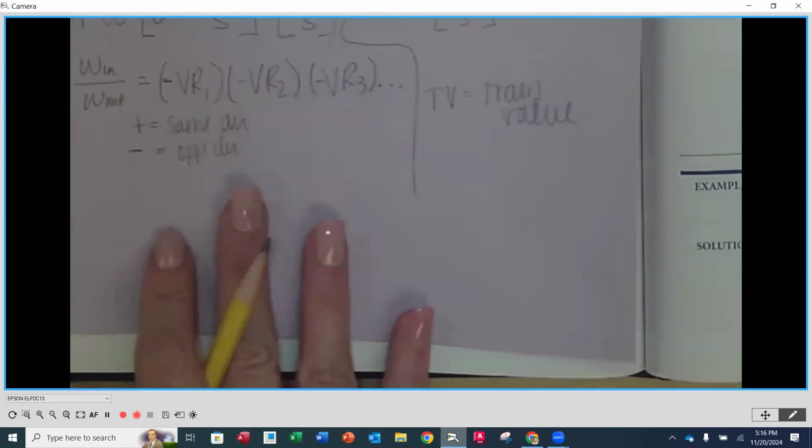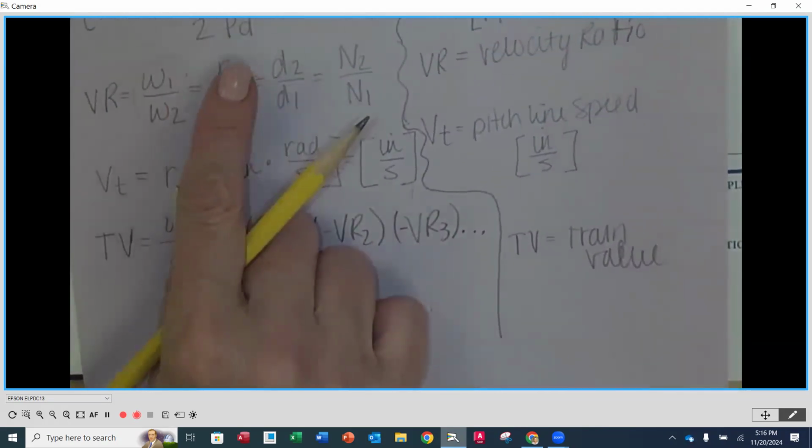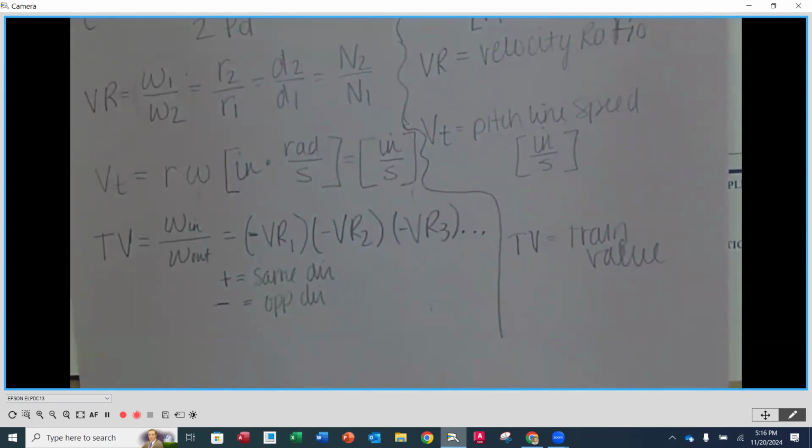It is unitless. It's unitless because we're multiplying together velocity ratios. And as we know, velocity ratios are unitless because they're always going to have their units cancel out top to bottom. Okay. All right. So that's the last equation on our sheet.